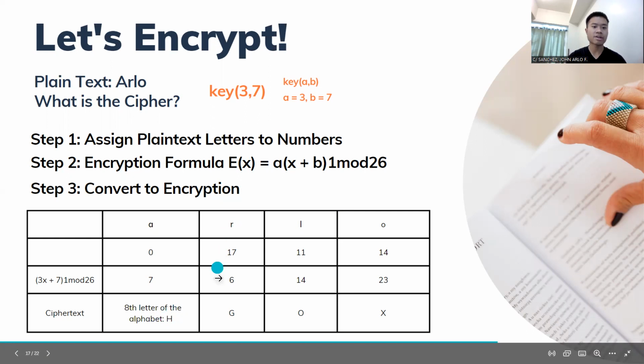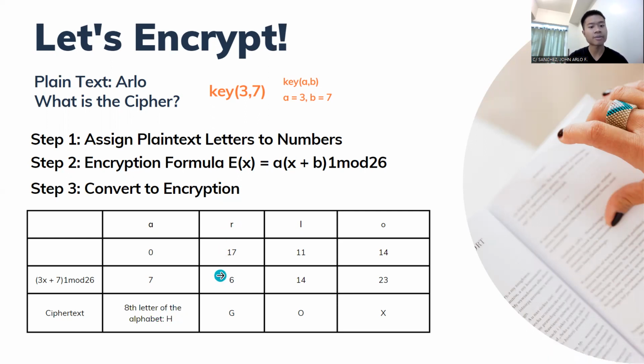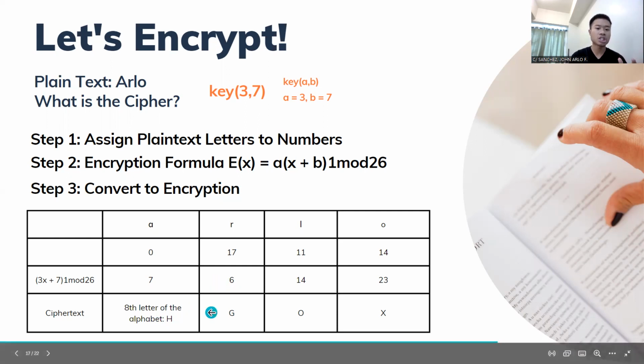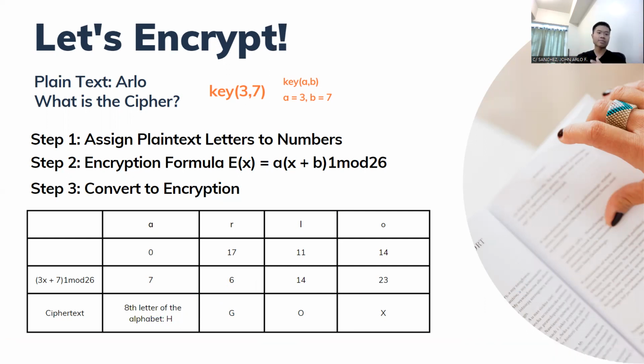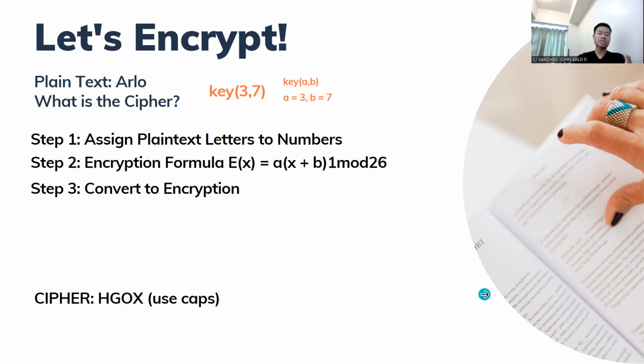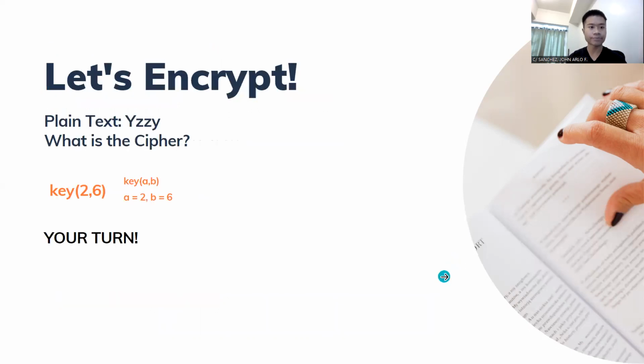How about this? We have number 6. We convert it by adding 1. 7th letter of the alphabet, G. 15th letter of the alphabet, O. 24th letter of the alphabet, X. So the answer from encrypting Arlo to ciphertext with a key 3 by 7 is HGOX. Remember, when using ciphers, use all caps.